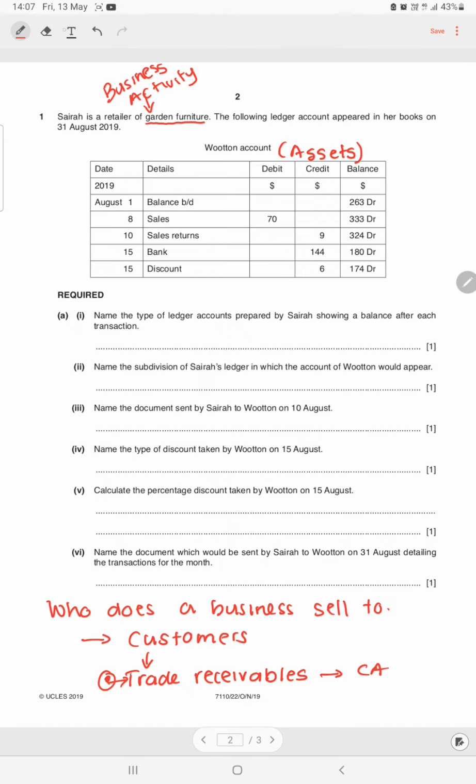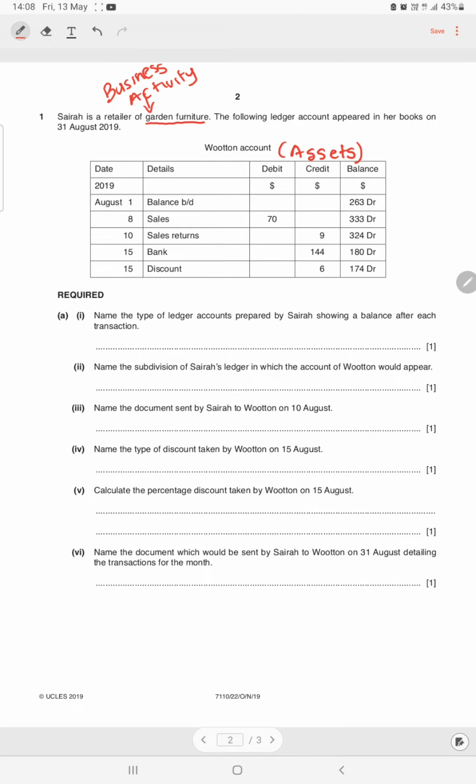So we know that these are trade receivables. So we know that Vuitton is a trade receivable, a customer who owes us money. So we have figured out what type of account this is as well. It's a trade receivable. So the rest is simple. Now we can get to answering the questions. Okay, let's read the first question.